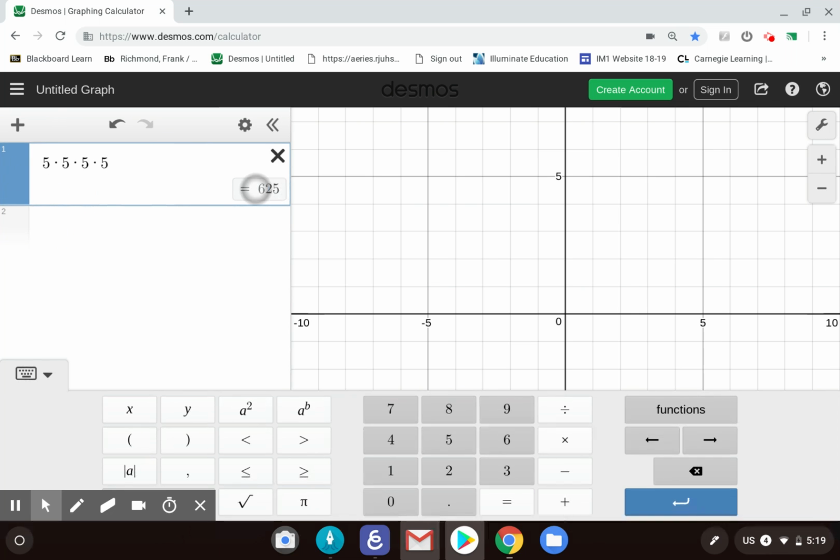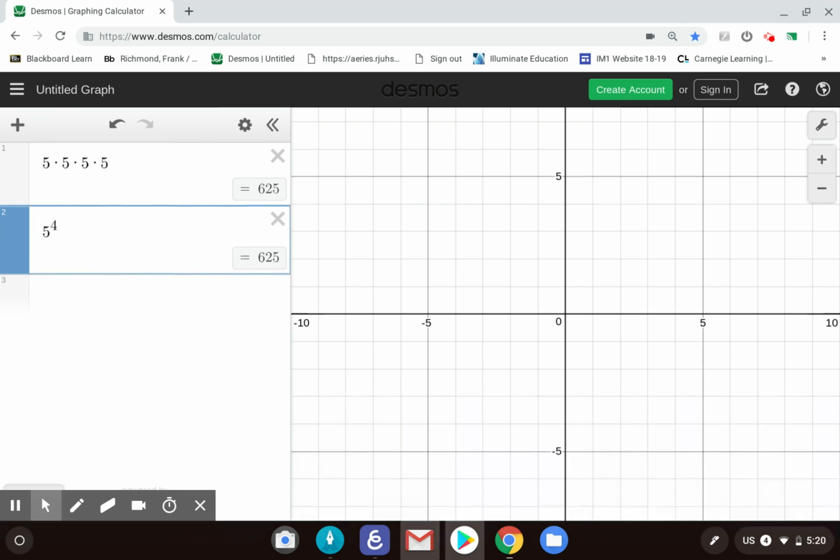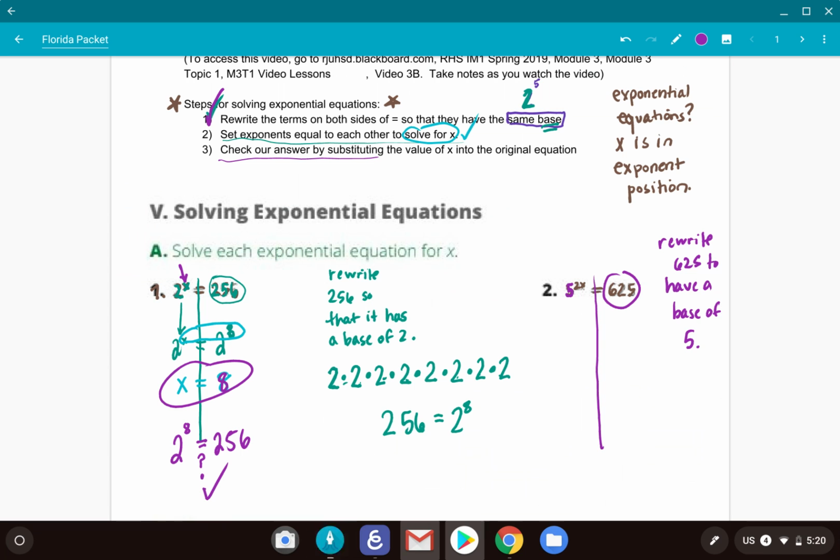So I can see that 5 to the 4th power is 625. So I can rewrite that side of the equation to have a base of 5 by making it 5 to the 4th power. So I just rewrote that 625 so that it has a base of 5. And now I'll just bring down the left side.